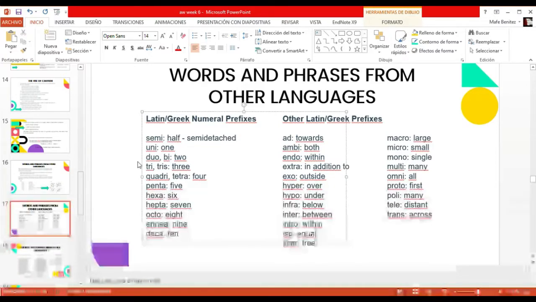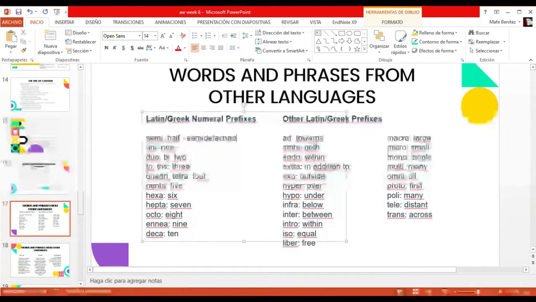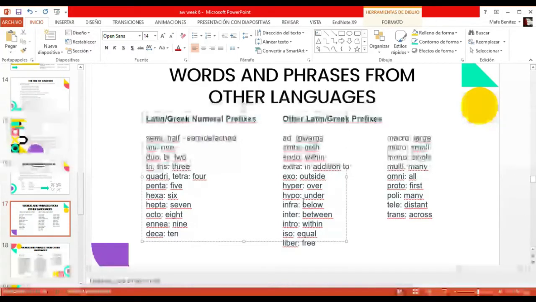We've got uni, duo, bi, that means two, tri or tris, that means three, quadri, tetra, which means four, penta means five, hexa means six. Okay, you got the rest of the numbers over here. We also got ad, towards, ambi, both, like ambidextrous, endo, within, extra, in addition to, exo, outside, hyper, which means over, hypo, under, like hyperactive and hypoactive, or hypothyroidism.